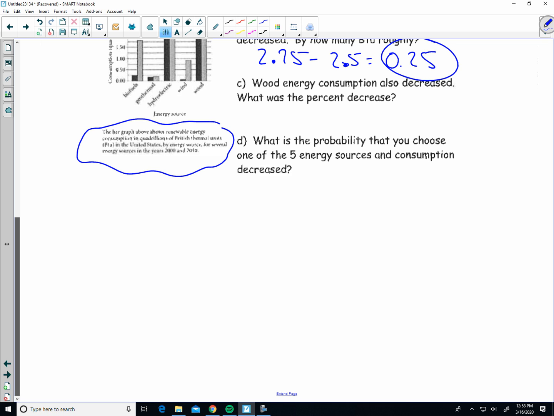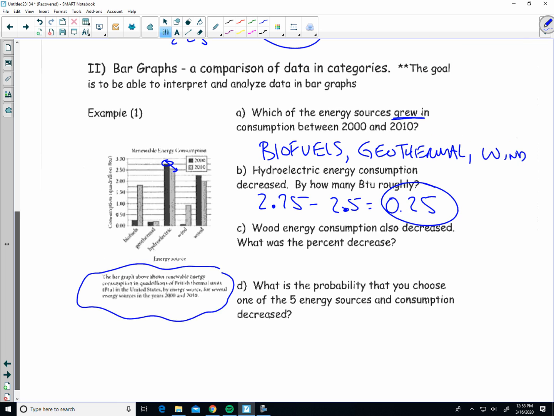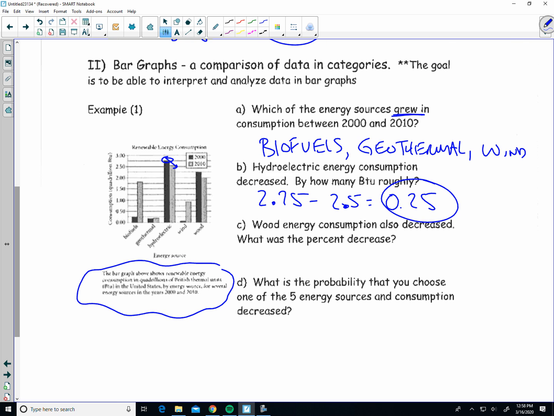Go to part C. Wood energy consumption also decreased, and what was the percent of decrease? So if we take a look at the wood decreasing, first thing we'd say is let's get our eyeballs pinned on the wood concept. And if we look, of course, at the wood concept, we'd say there's our bar graph that's representing wood. And when we talk about the percent of decrease, we always say how much did it change divided by the original. So the original amount is right there.